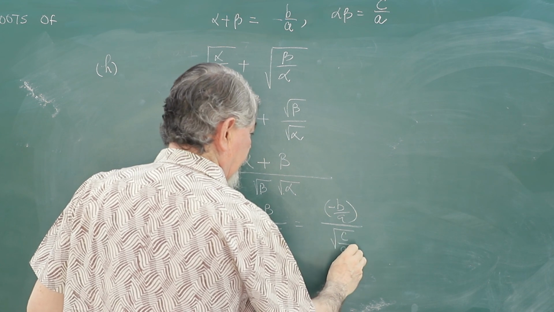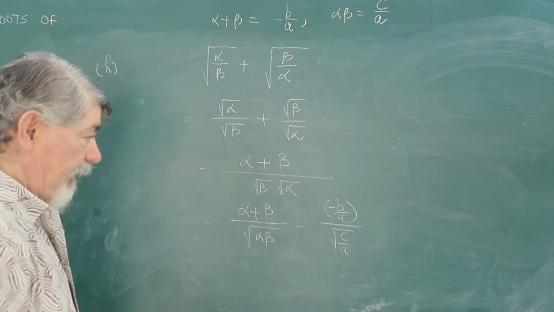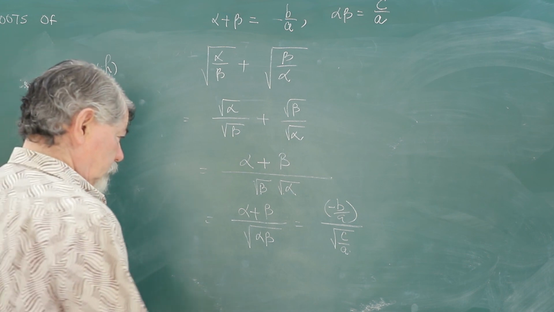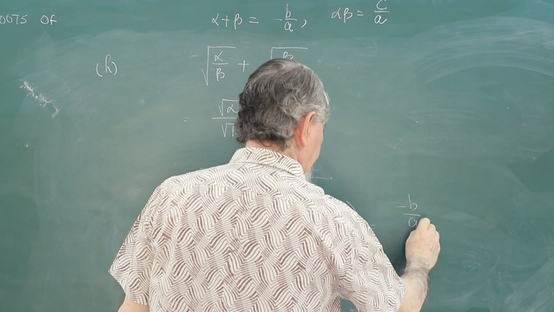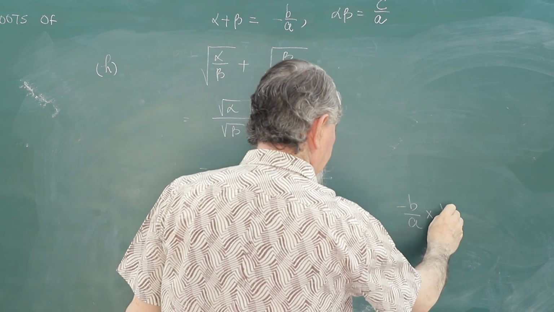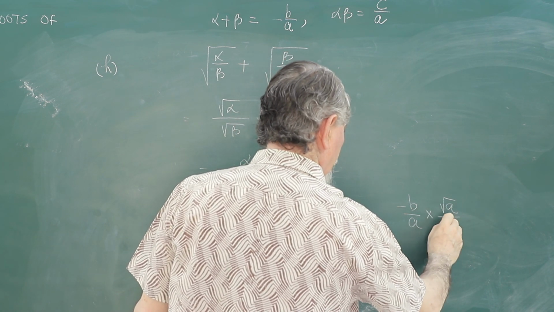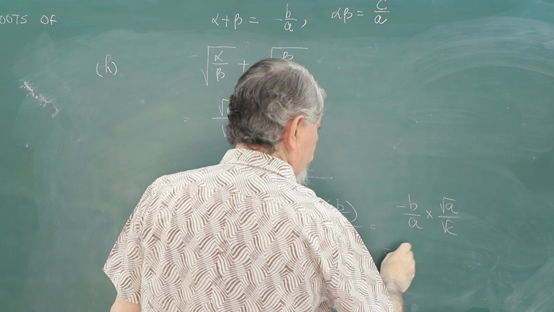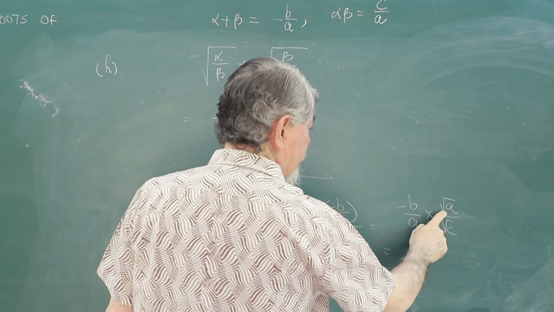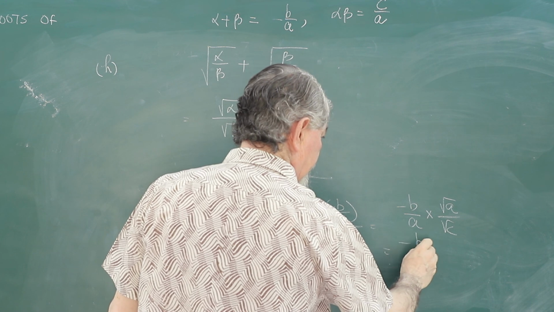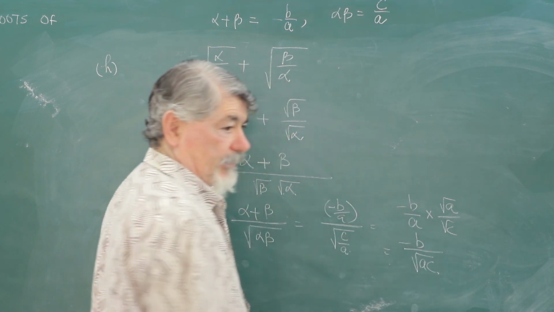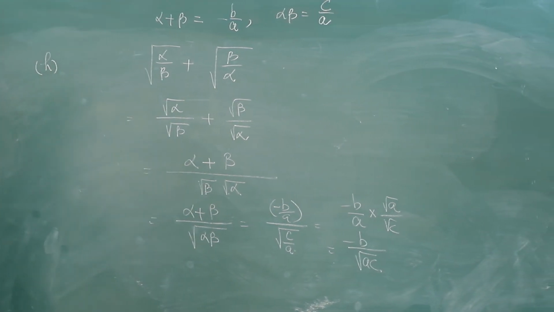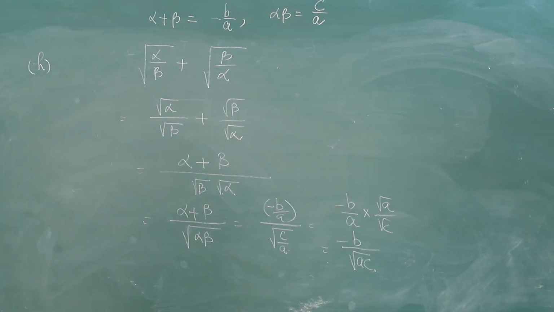To simplify it again, it can be written as minus b upon a, and you can write this under root a upon under root c. So a will come here: minus b upon under root ac. That is all, these parts I've solved for you.